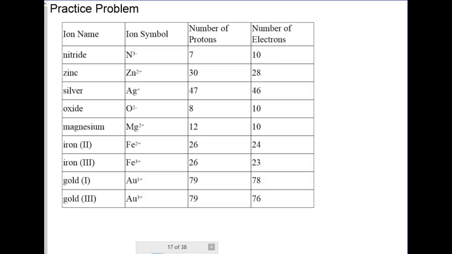Here are the answers to the questions. Silver is another element that uses its Latin name as the source of its symbol, Ag positive. It is an ion, so that means it has 47 protons and 46 electrons. Oxide, because oxygen is a nonmetal: O2 negative, 8 protons and 10 electrons. Magnesium, Mg2 positive, 12 protons and 10 electrons. Now we have the last 4.